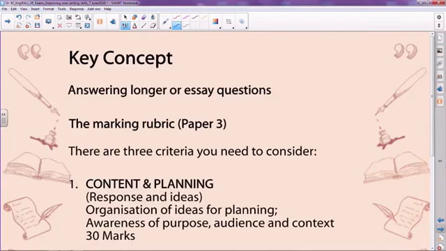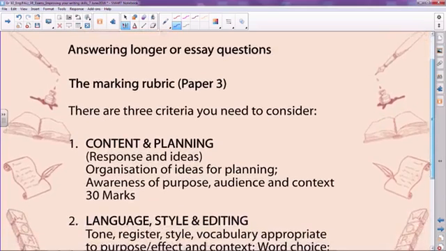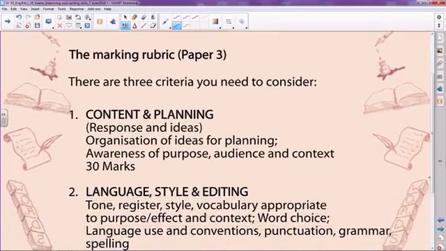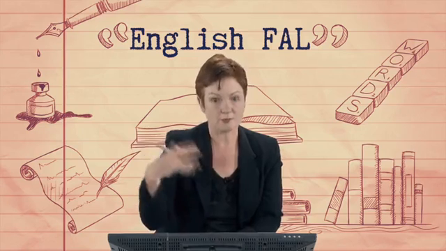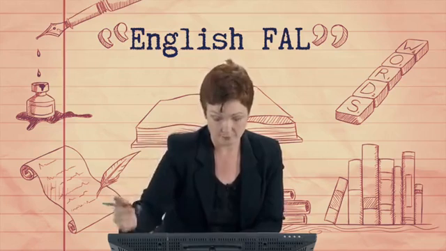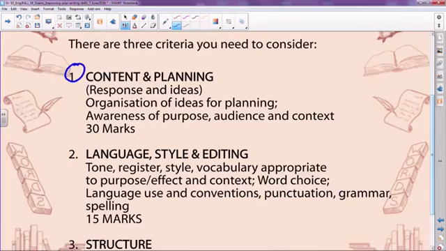Then, I said to you what will help and guide you is to have an idea of the marking rubric. So what is the examiner going to be looking for when you present your work to him or her? Well, first of all, examiners are going to be looking at the content and planning. All right, what are your ideas like? And how have you planned them?